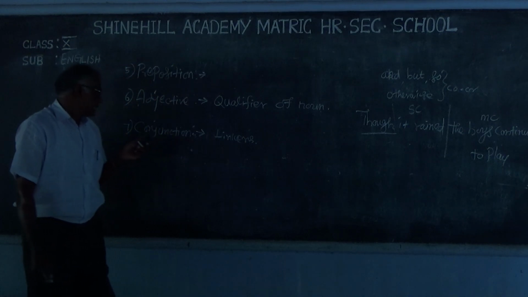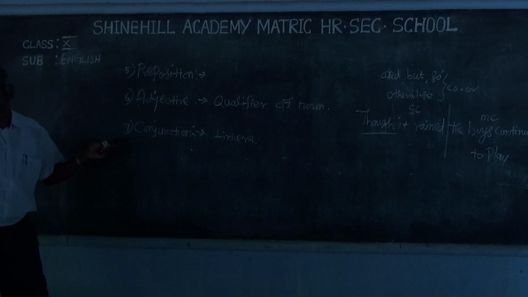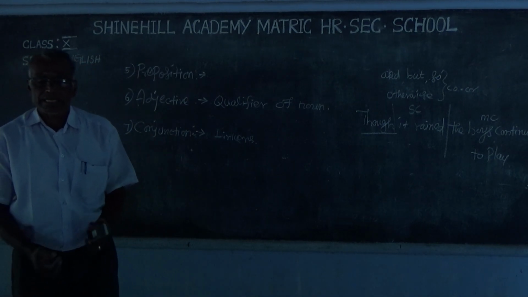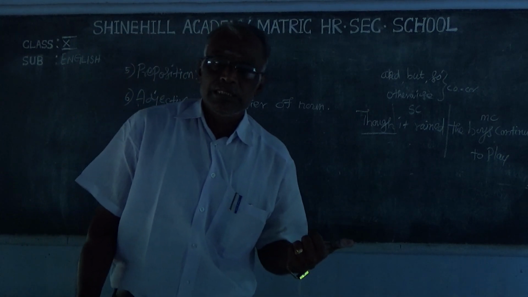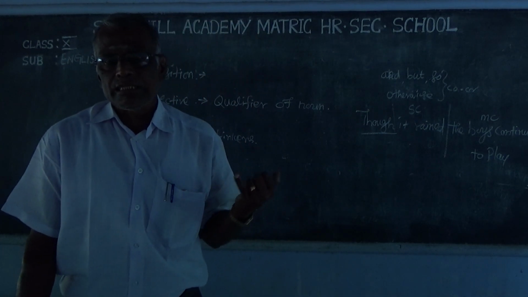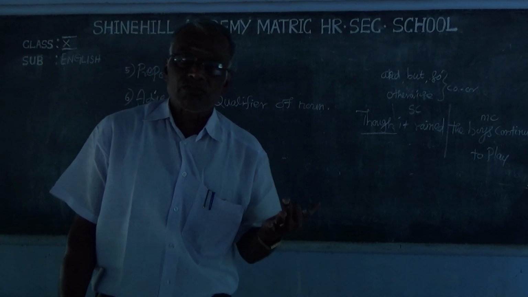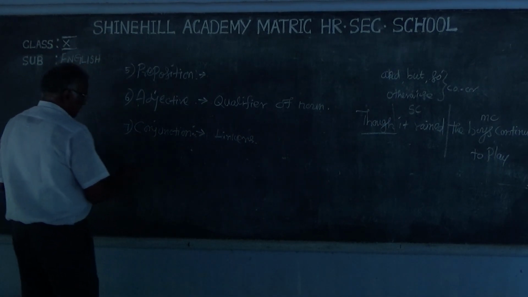I think all of you have a clear idea after these seven parts of speech. Again, I want to give you a quick recap. What are the parts of speech? Totally there are eight parts of speech. What are they? Noun, pronoun, verb, adverb, then preposition, then adjective, then conjunction. What's the last one? Interjection. The eighth one is interjection.